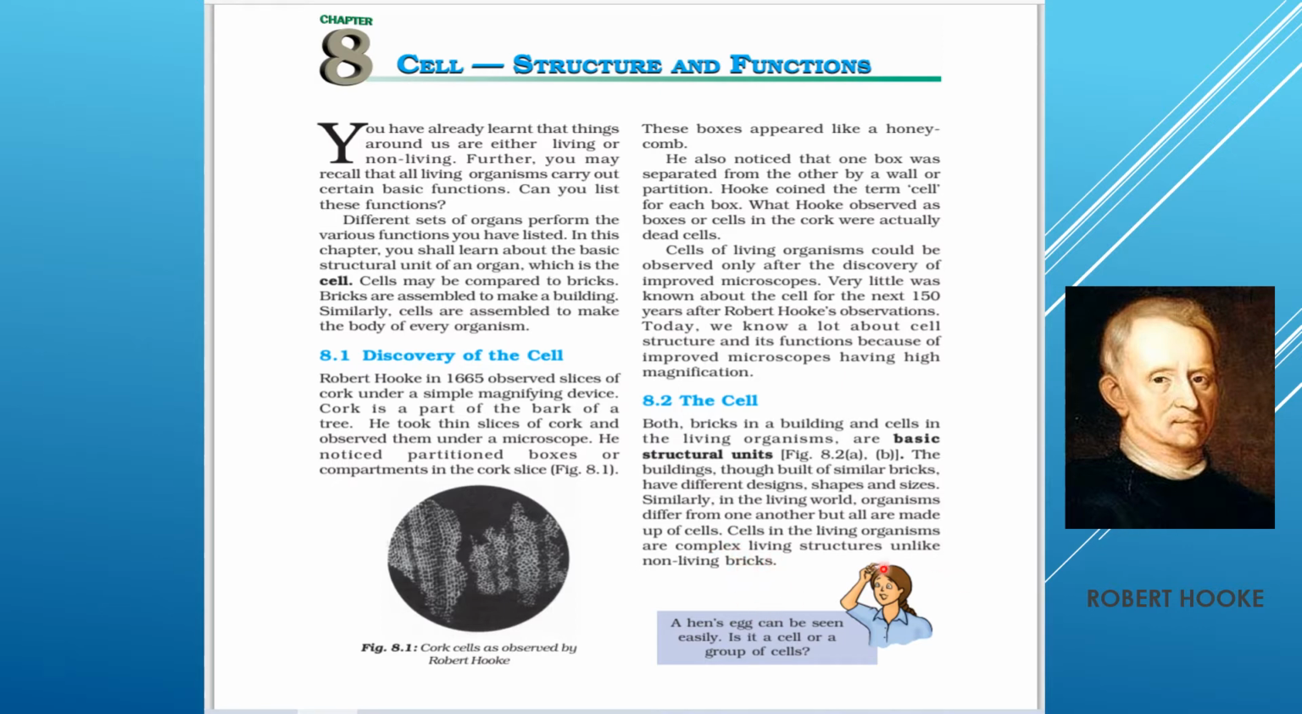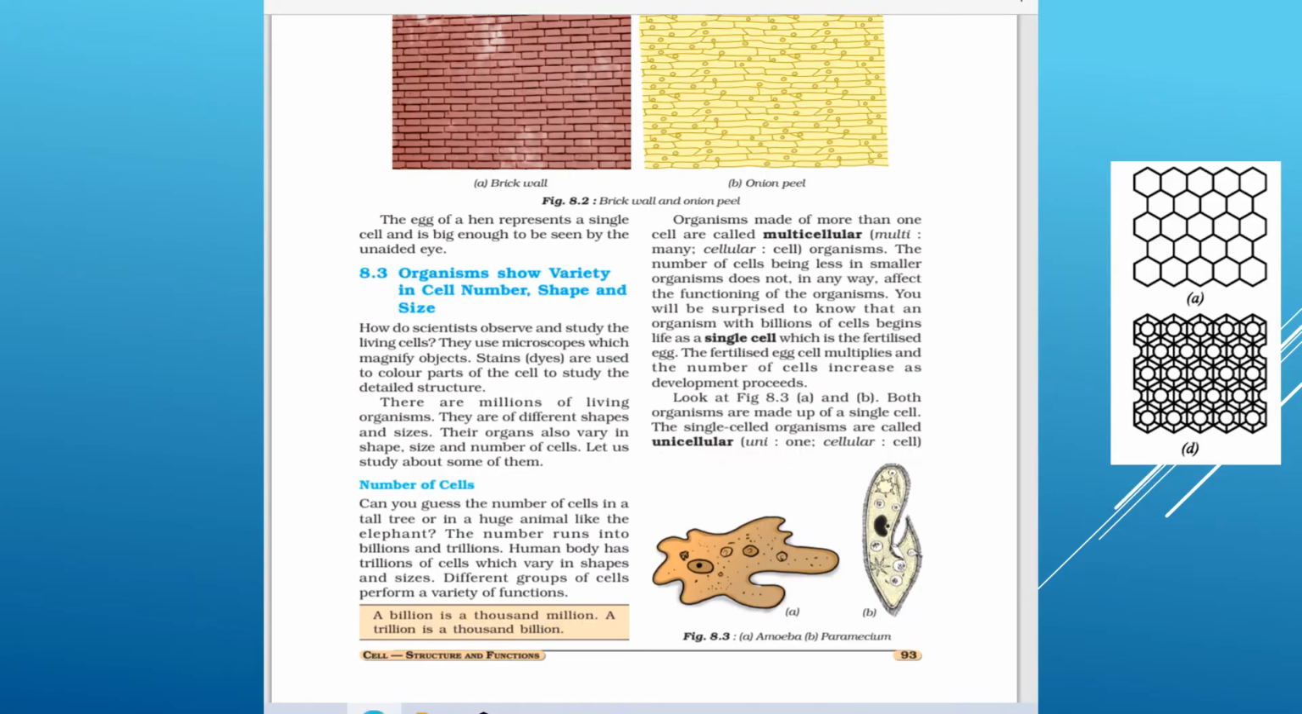Cells in living organisms are complex living structures, unlike the non-living bricks. Cells are the complex living structures and the basic structural unit also. Now see, these two diagrams are given to you, for a brick wall and an onion peel. These are the cell structures.